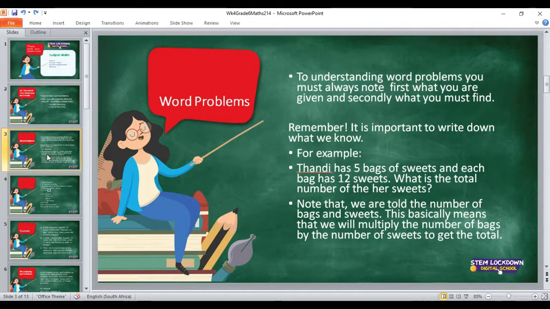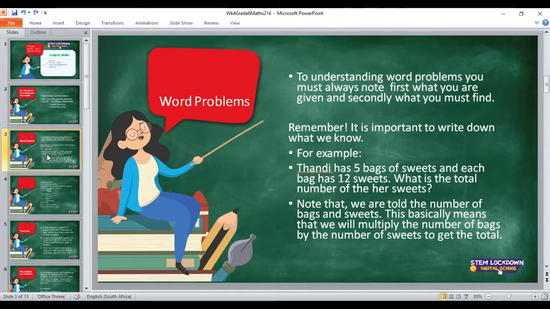To understand word problems, you must always note what you are given first, and then what you must find. What is important with word problems is that you read to understand, read what you are given. Understand that this is what I'm given and this is what they are looking for. So it is always important to write down what you know when it comes to word problems.